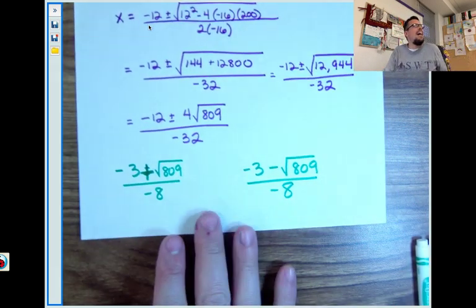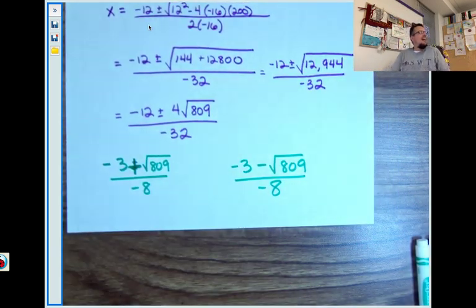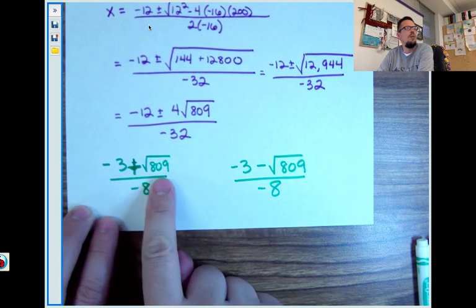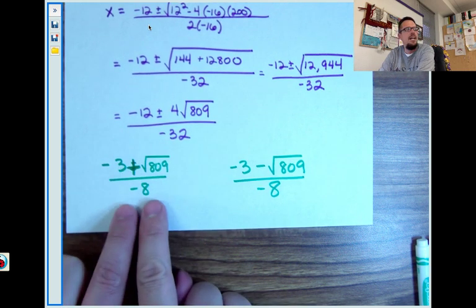Now keep in mind, I'm talking about time here. One of these is not going to make sense for time. Which one of these two answers is not going to make sense? Negative. Okay. Which one of those is negative? Left or right? Right. Correct. The left one. Negative 3 plus the square root of 809 is a positive number. I don't know what it is, but it's positive on the top. And a positive divided by a negative is a negative.